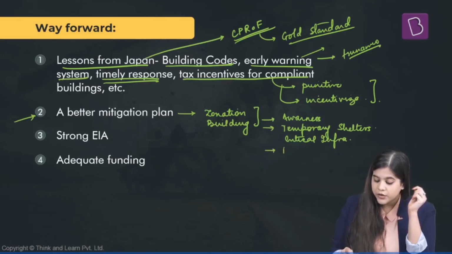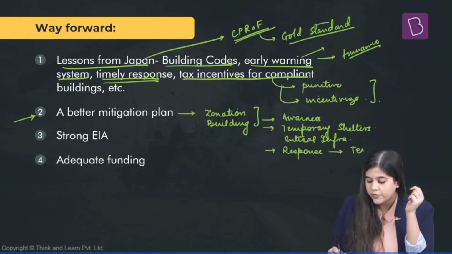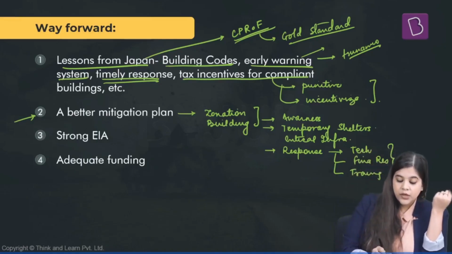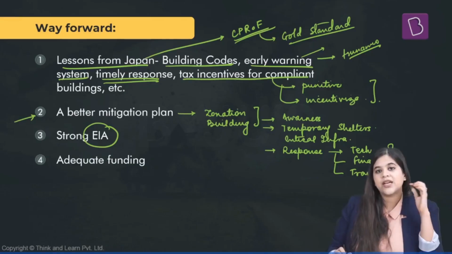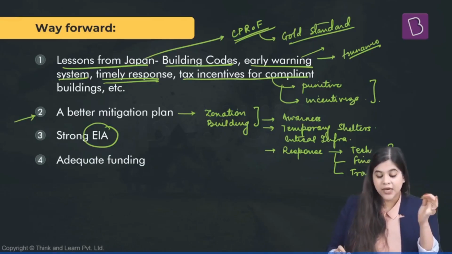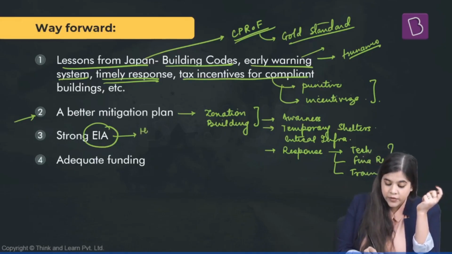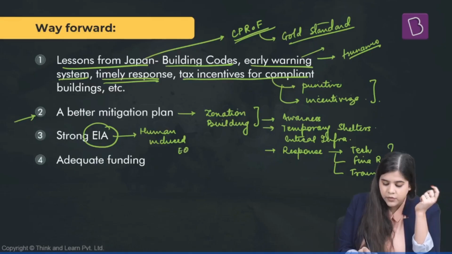And finally, the response teams should have enough technology and financial resources and training to ensure that the response and rescue process is quick. We need to have a strong EIA, that is Environment Impact Assessment, specifically to prevent any kind of human-induced earthquakes. We know about the Koyna Dam earthquake, right?